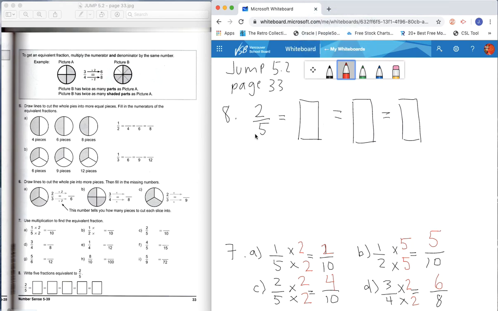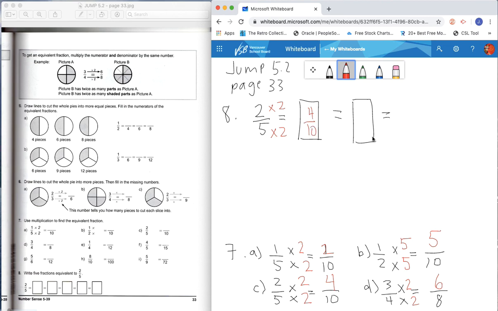Okay, so for number 8, it says write 5 fractions equivalent to 2/5. So they've written 2/5 for you, and you have to find 5 equivalent. We're gonna do, let's say we'll do 2 together. You're in charge of doing the rest yourself. Okay, so I would suggest you multiply starting with 2, and then 3, 4, 5, you can go in order, but you can choose any number you want as long as you multiply both the top and the bottom by the same number. So I'm going to start with times 2. Okay, so here we have 4/10.